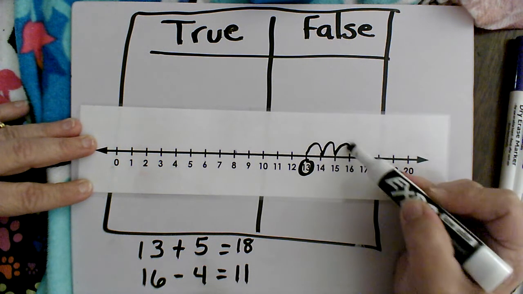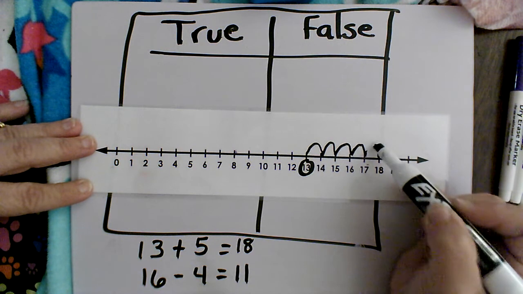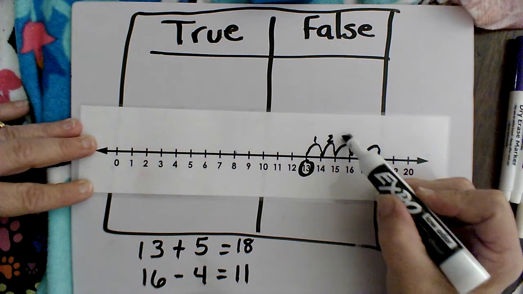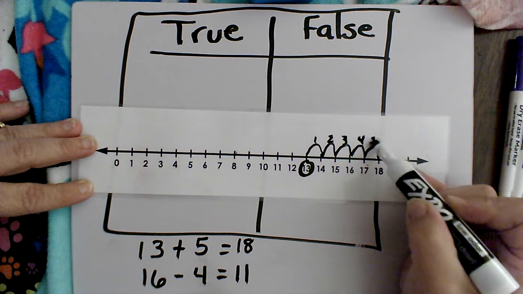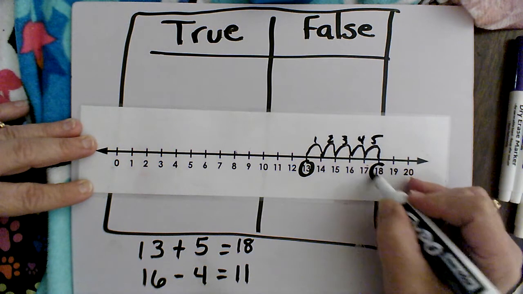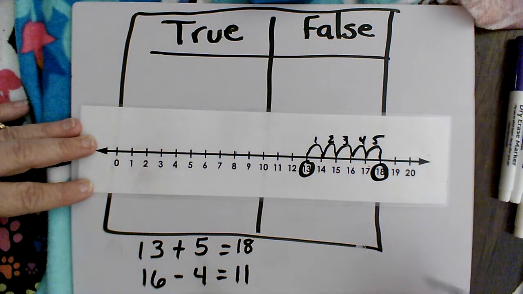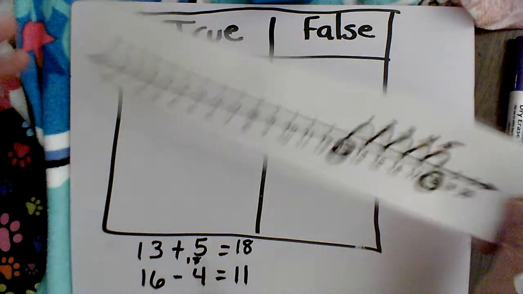1, 2, 3, 4, 5. Let me make sure I counted correctly. 1, 2, 3, 4, 5. I ended at the 18th. So that is a true equation because 13 plus 5 equals 18, which 18 equals 18.